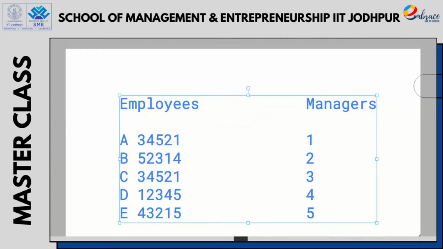And these are the 5 employees, A, B, C, D, and E. Now, can you give me a preference order? Say the manager gives a preference order which goes like this. The most preferred employee for manager 1 is B, and the least preferred is E. So let me fill up for the other managers as well.